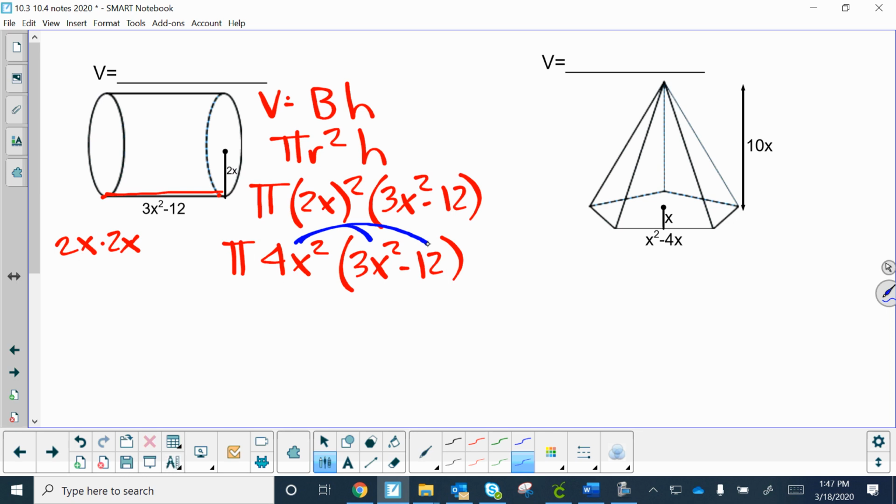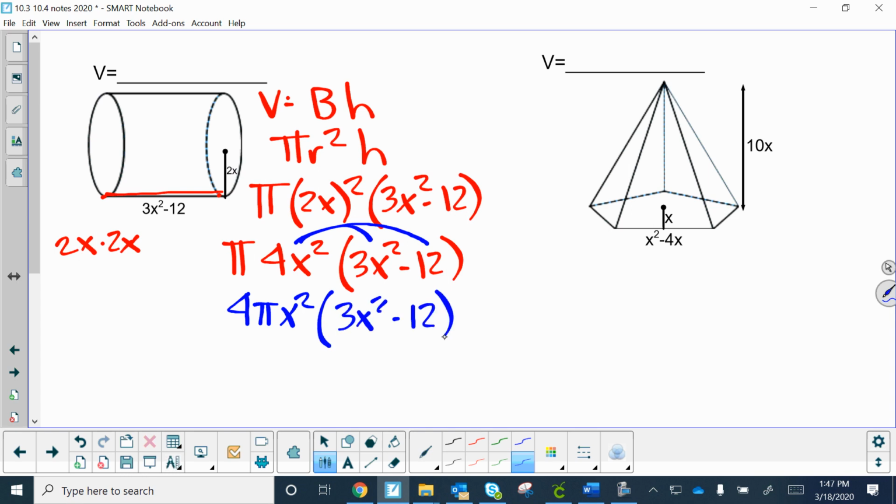And you can use pi as well. Okay, so it's like saying 4 pi x squared. So here, I'll rewrite it so you can see. It's 4 pi x squared. You can rotate those around because those are all being multiplied, times 3x squared minus 12.